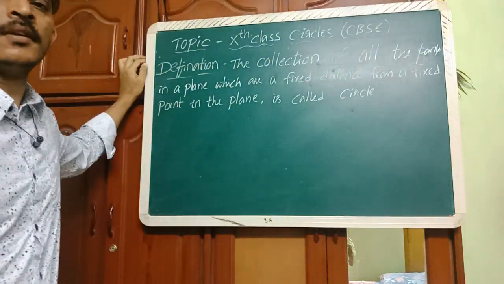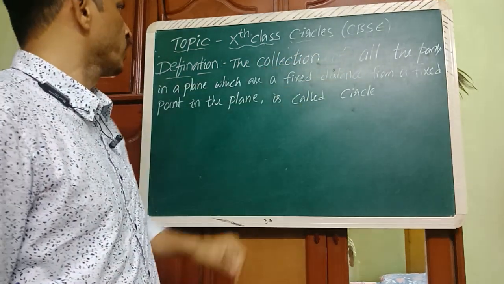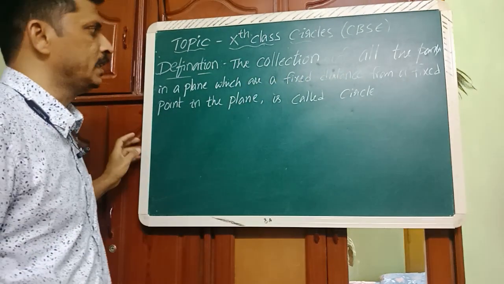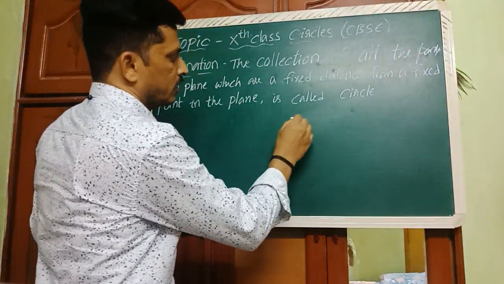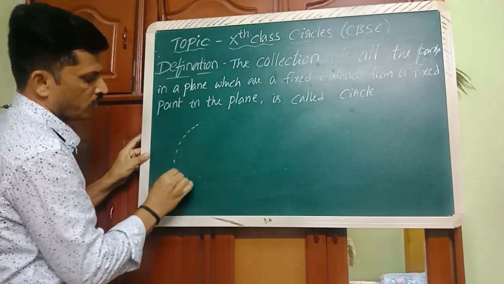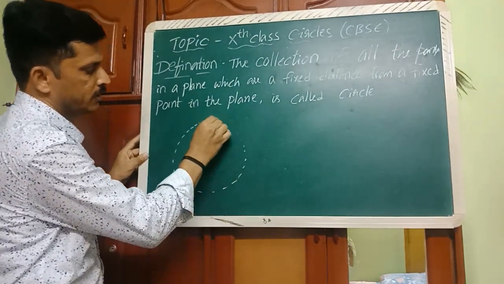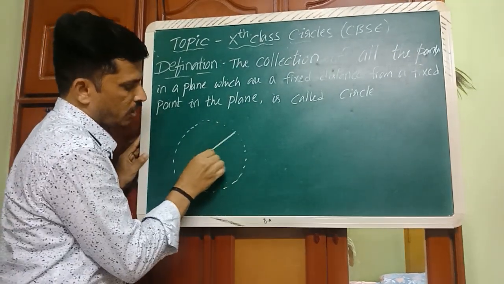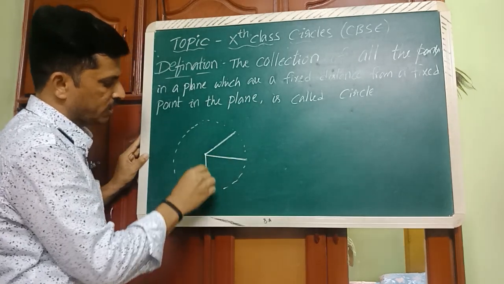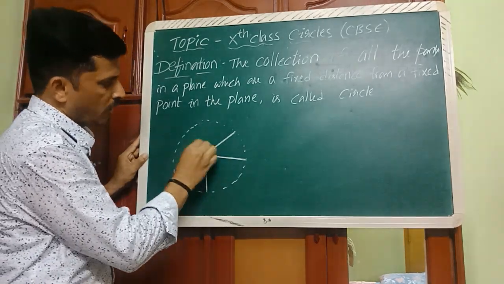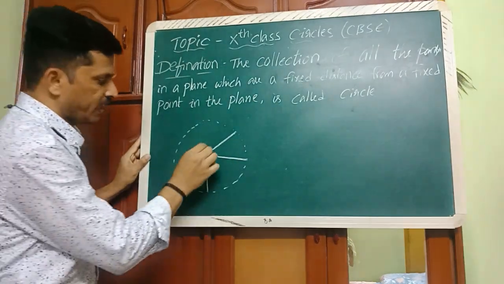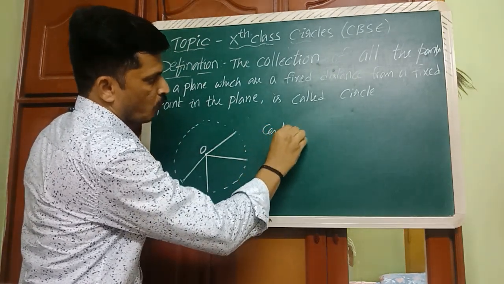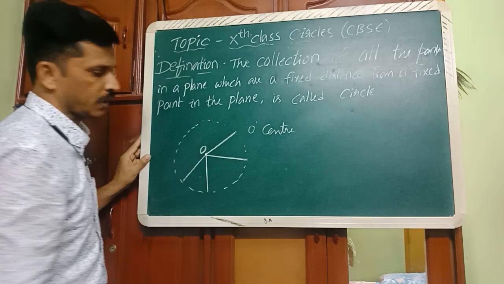The definition: the collection of all points in a plane which are at a fixed distance from a fixed point in the plane is called a circle. The set of infinite points in a plane which are equidistant from a fixed point is called a circle. That fixed point is named the center of the circle. That O is called the center of the circle.